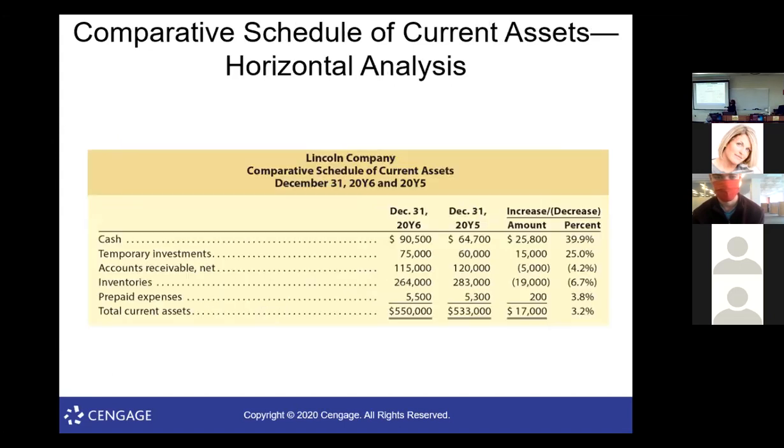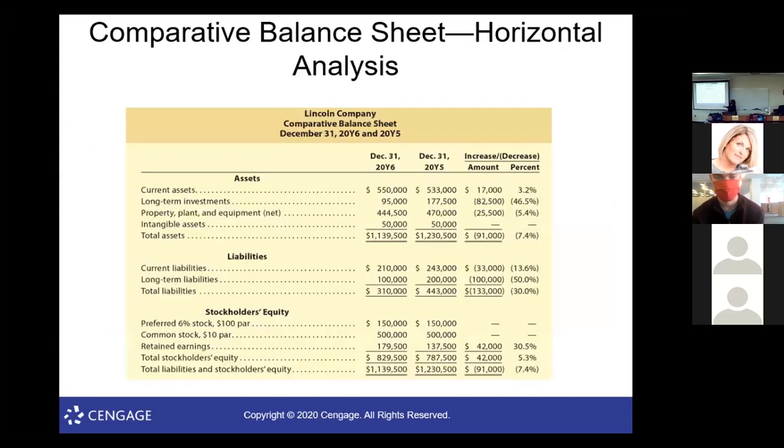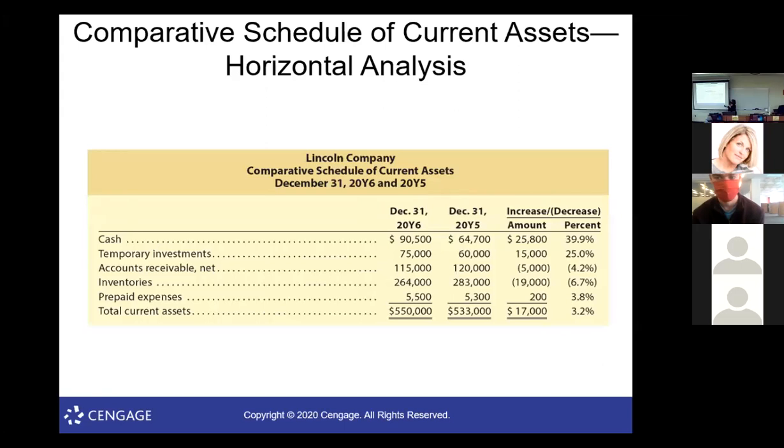Okay, so this is a balance sheet. If you see on the prior slide, the very top line is current assets. It went from 533 up to 550. This next slide shows us the components of those current assets. So again, it's the same 533 and the same 550, the same increase of 17,000 or 3.2%, but it tells us that cash increased by 39.9%. Is that a positive or a negative? Positive, absolutely. Cash is king.